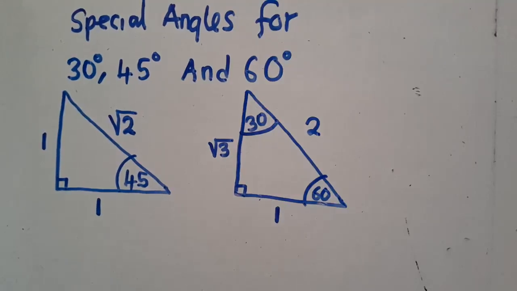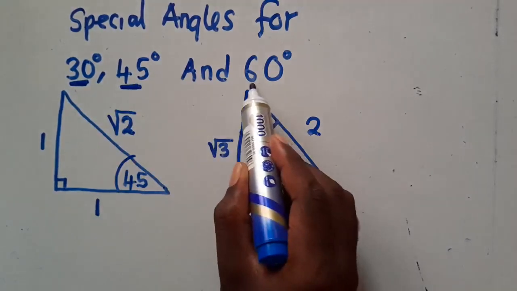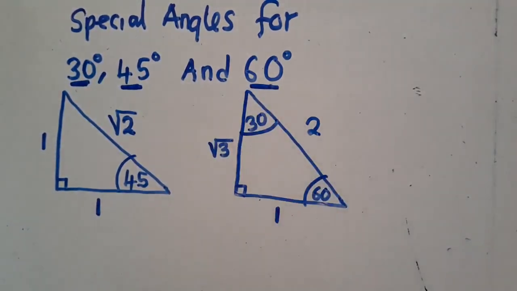Hello, I welcome you all to this lesson where we are going to learn how to find special angles: 30 degrees, 45 degrees, and 60 degrees. I'm going to show you how you can find these special angles without using a calculator. These two triangles are going to help us find these.